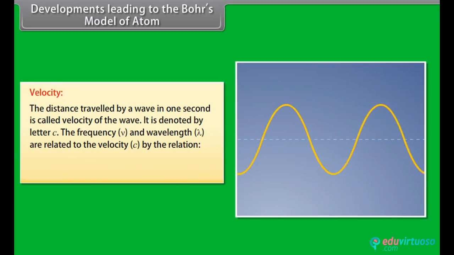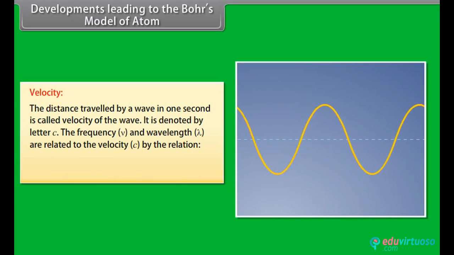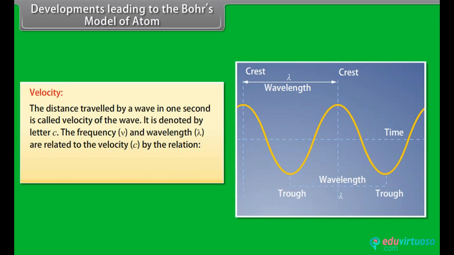Velocity. The distance travelled by a wave in 1 second is called the velocity of the wave. It is denoted by the letter c. The frequency and wavelength are related to the velocity c by the relation c = mu × lambda. Its unit is meter per second.